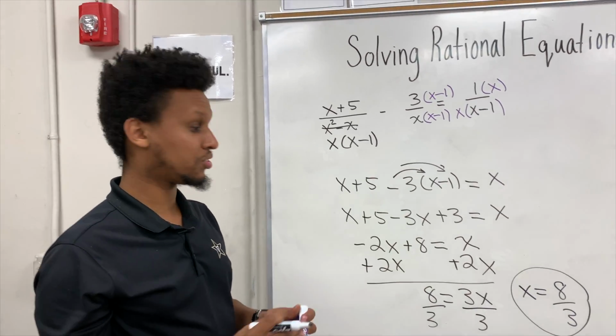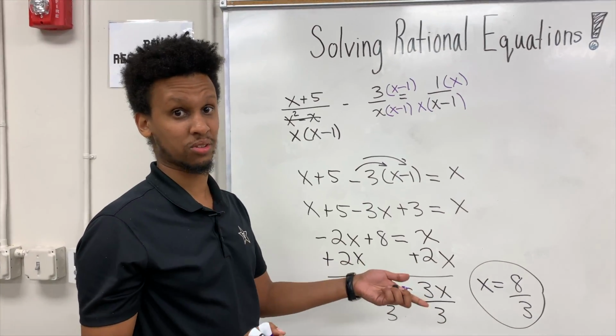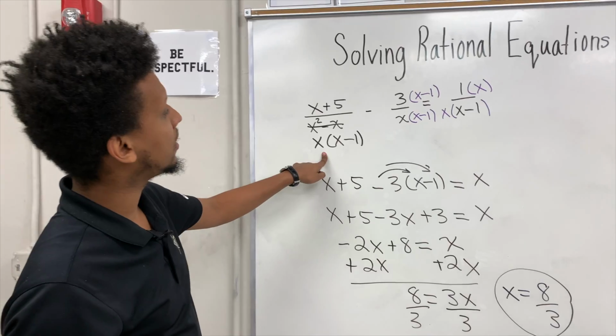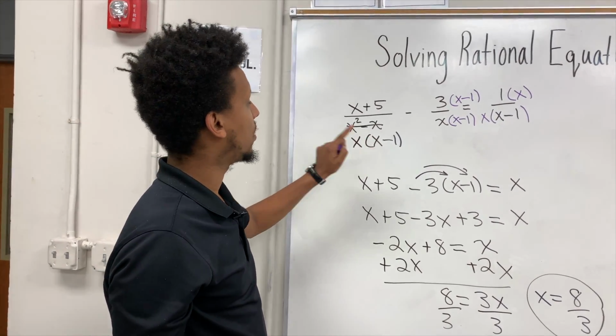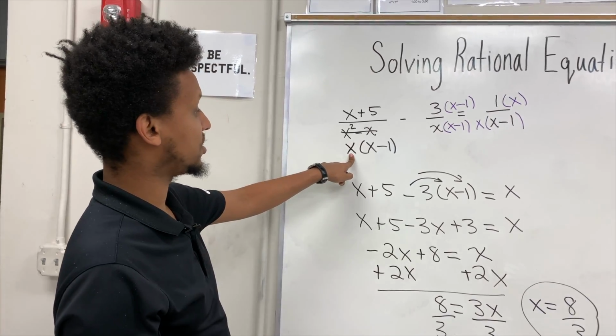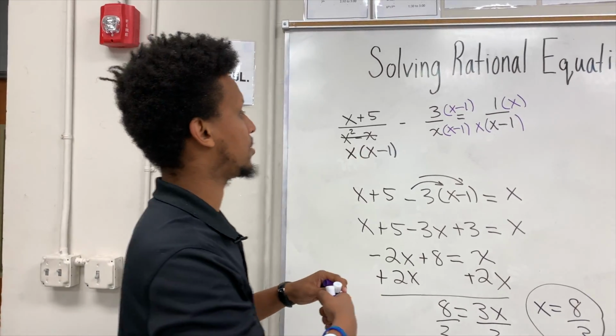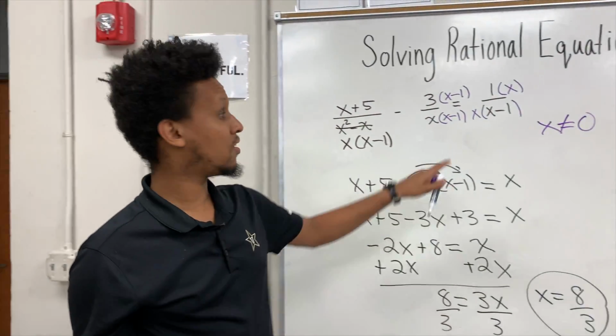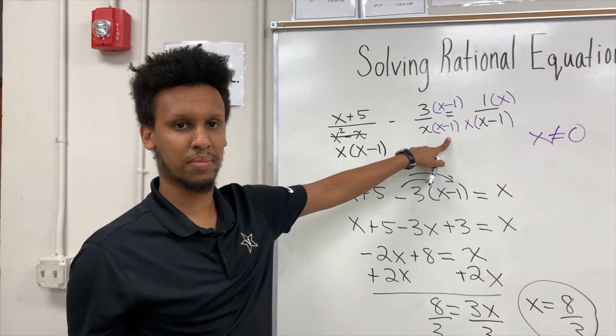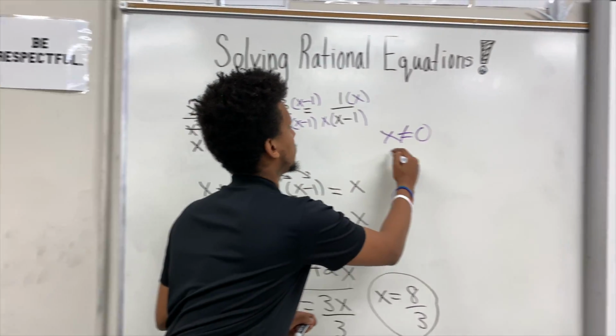The only thing you have to do is you need to check if your solution is an extraneous solution. So you go up here and you ask yourself, what numbers is x not allowed to be? Well, I can't have x be 0 because that's going to make it 0. So I'm going to write x cannot equal 0. And also, x cannot be 1 because that will also make your denominator 0.